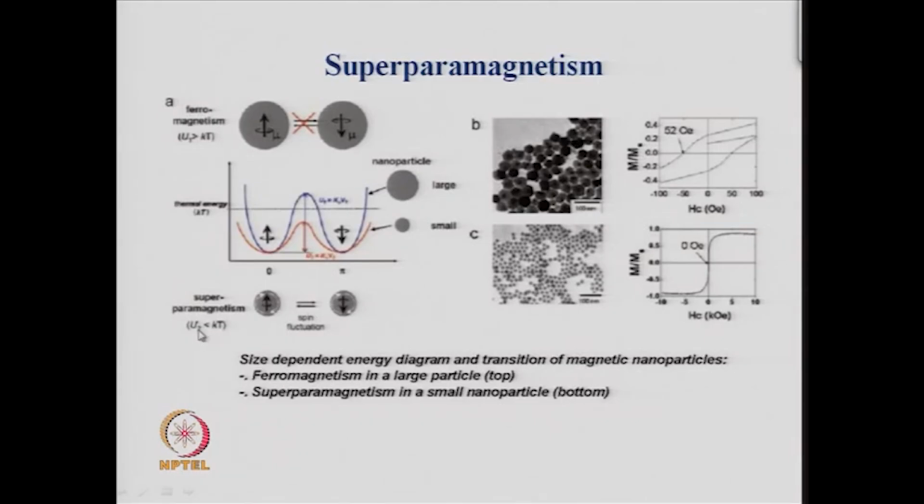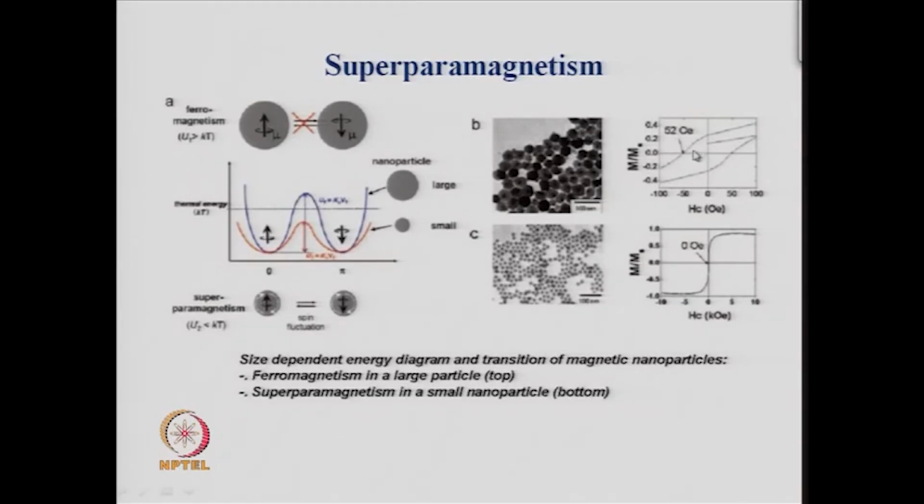So, whenever the energy required, this value is called U, is less than kT, where kT is the thermal energy, then you can have spin fluctuation, and then it will result in super paramagnetism. So, what will it look like when you plot the magnetization? How will the hysteresis loop look like?